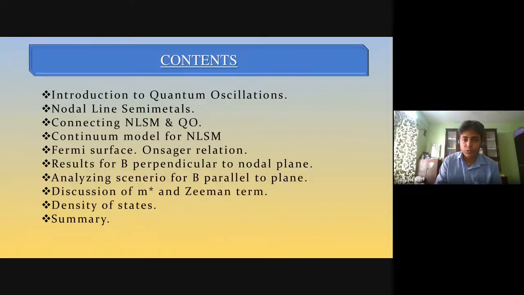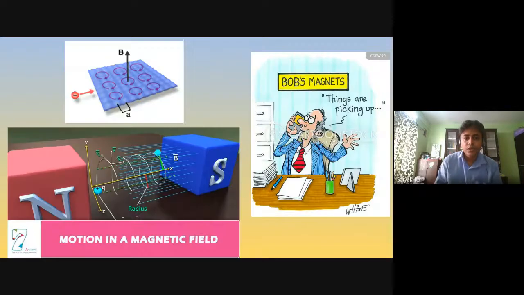Okay, so basically the contents say the same thing I just mentioned, in a little more detail. We'll go over that as we proceed. To study quantum oscillation, we have to start with the motion of electrons in a magnetic field. So we'll study 2D geometry first.